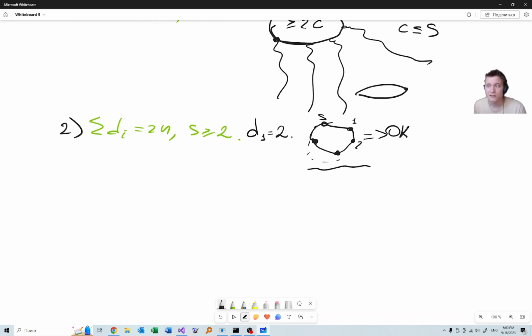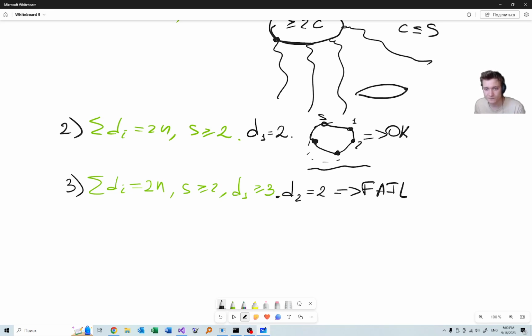Okay, now we consider the next case. Now, as always, we think that all the previous cases are false. So now sum of di is 2n, s is at least 2, and also we know that d1 is at least 3. What do we do next? I think now we can consider d2 equals 2. And this is also fail.